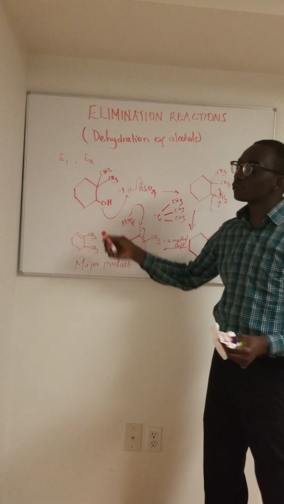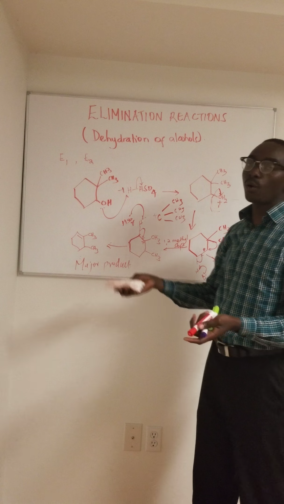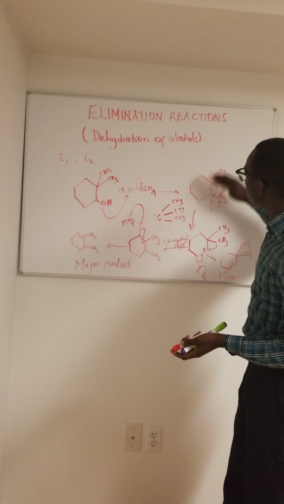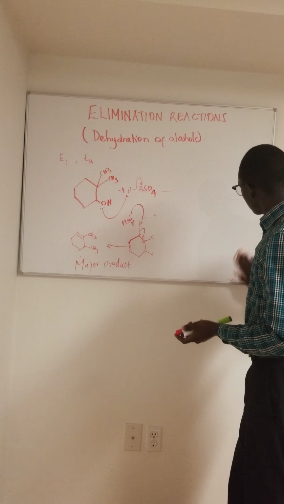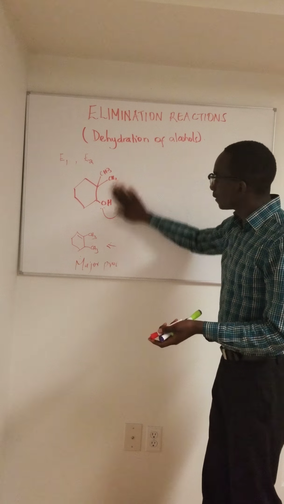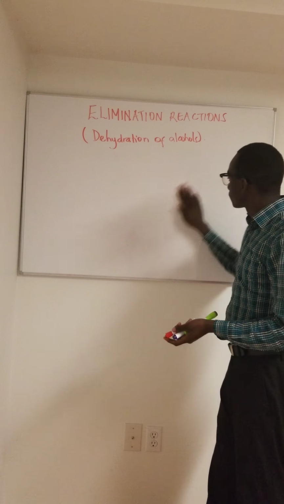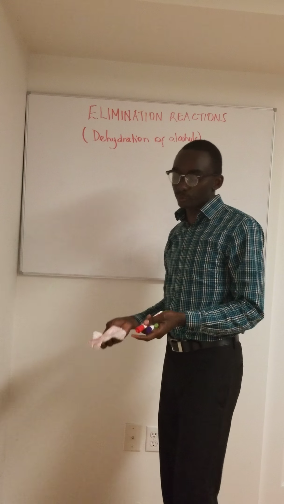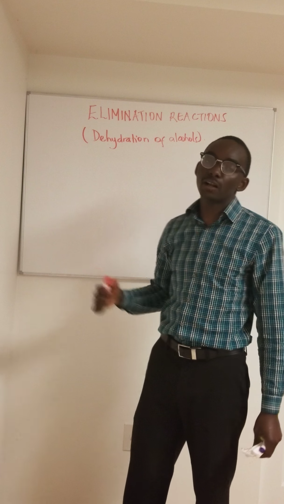There are so many questions as far as hydride or 1,2 methyl shifts are concerned, so you will meet many of them. This is basically the mechanism. It's all about seeing which type of carbocation is more stable than the other. That will lead to the formation of the major product. So basically, that's it for elimination E1 and E2, or dehydration of alcohols.